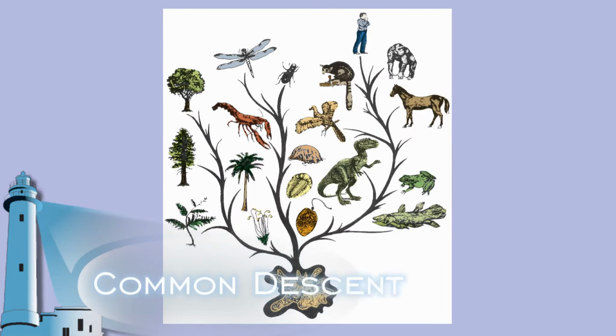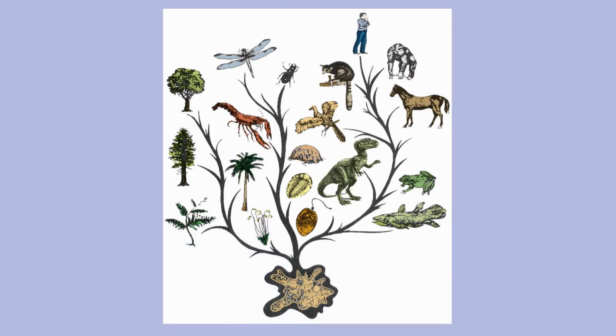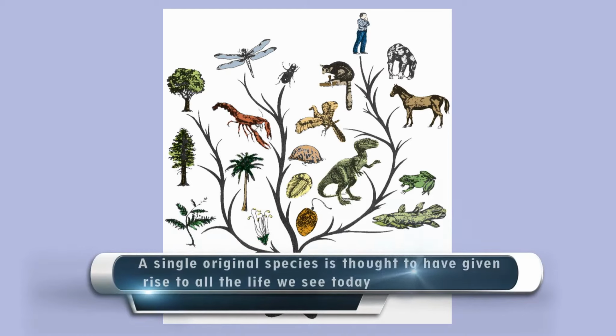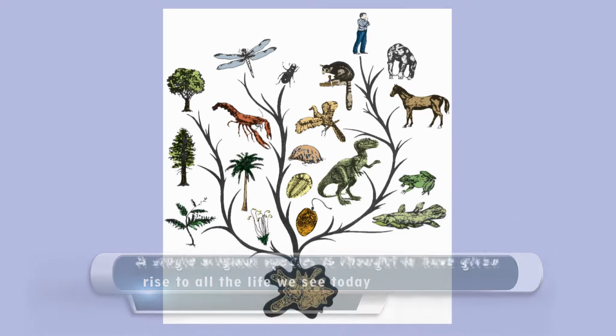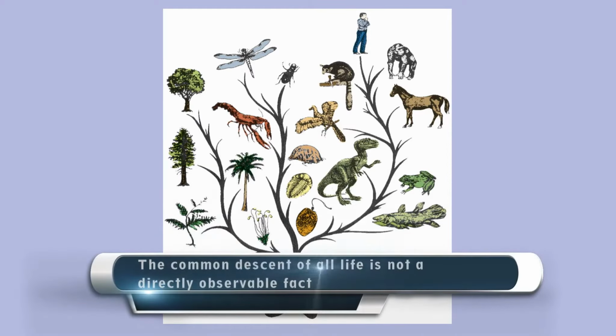Common descent, on the other hand, is the idea that all living things on earth are related, that is, they're from a common ancestor. Through the gradual process of descent with modification over generations, a single original species is thought to have given rise to all the life we see today. The common descent of life on earth is not a directly observable fact. We have no way of going back in time to watch it happen.